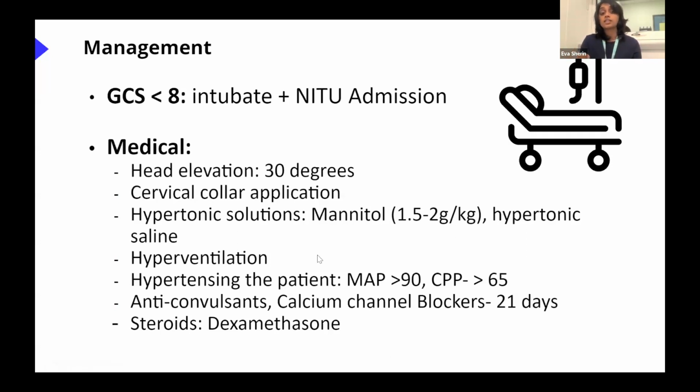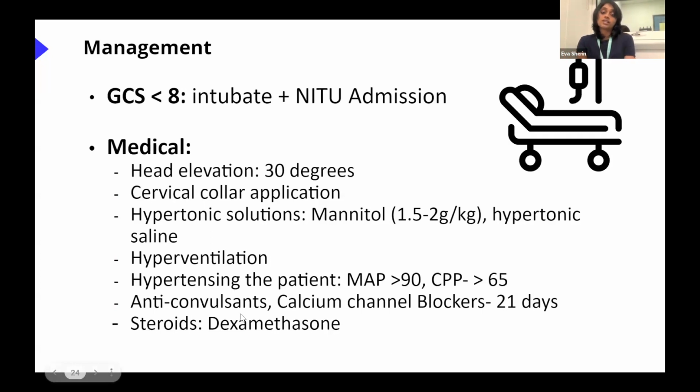And so that's how you maintain that cerebral perfusion pressure, CPP, quite high. So that's where you have to make sure that the mean arterial pressure is above 90 and the cerebral perfusion pressure is above 65.